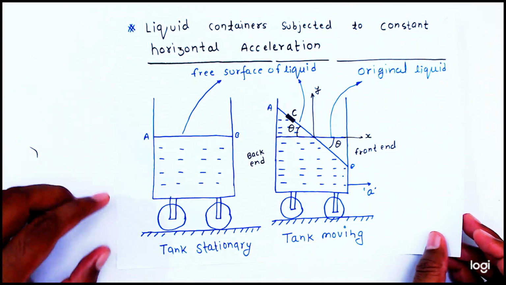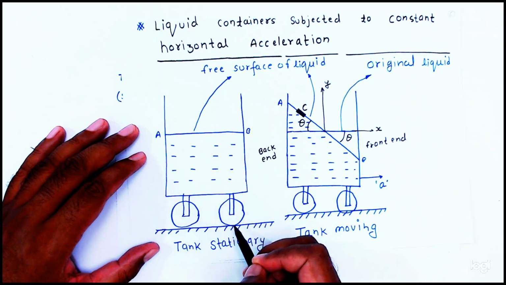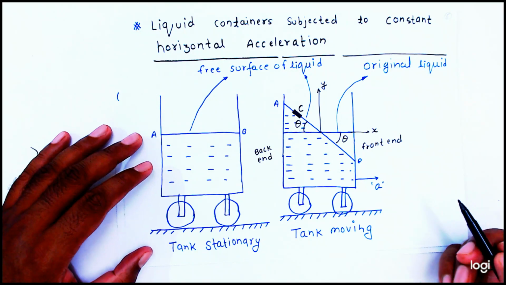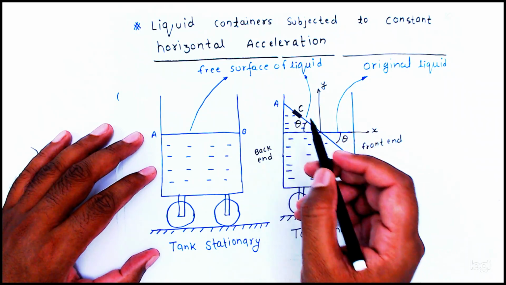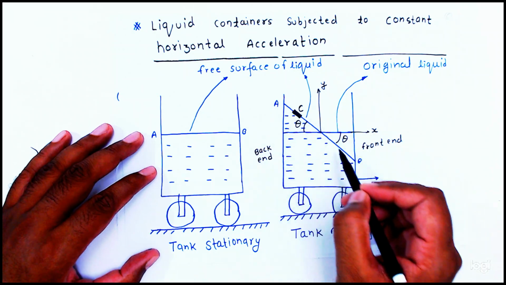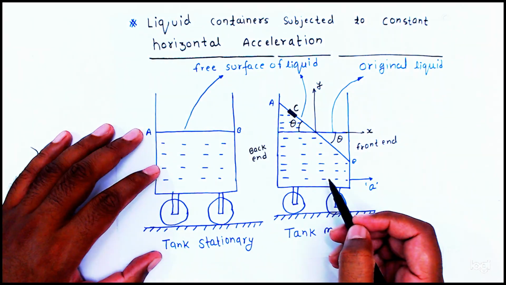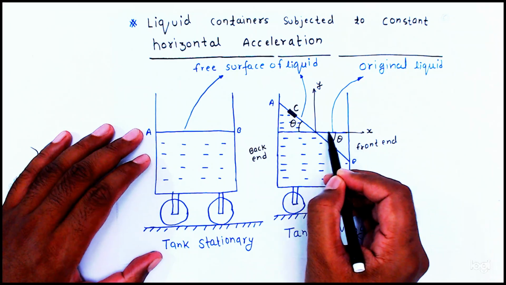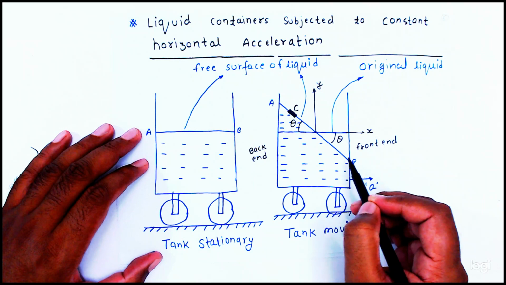Here you see, friends, same thing like this, the liquid is there, initially it is at rest, now we are giving the horizontal acceleration. Because of this horizontal acceleration, this is the back end, so the back end liquid will shift and drop to the front end, and it will attain a new free surface of the liquid. Initially this is the free surface of the liquid, now it is attaining a new free surface.